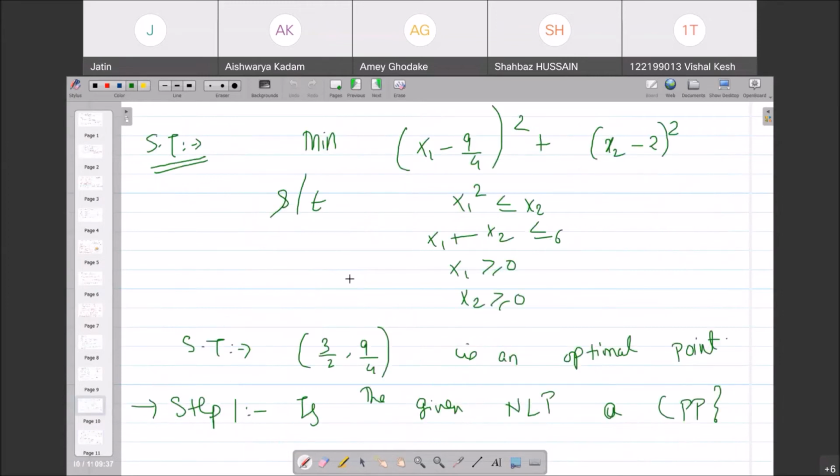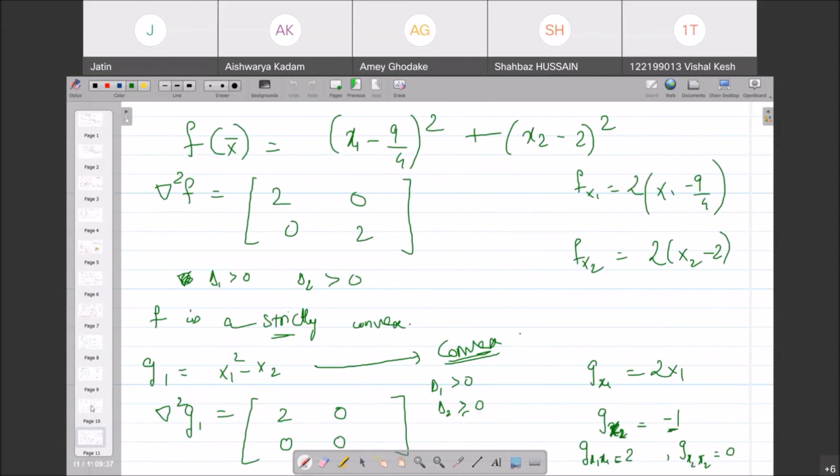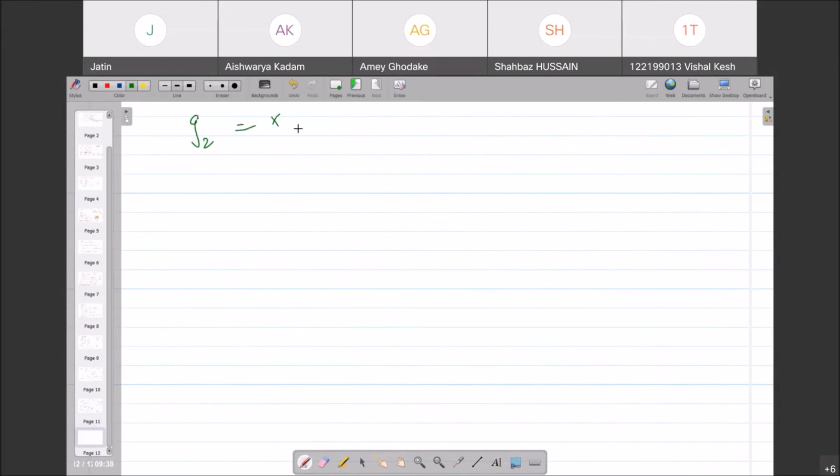Similarly, homework: try for G2, G3 and G4. So what is your G2? Your G2 is nothing but x1 plus x2 minus 6. Actually, it's a linear function, so directly you can say it's a convex function. G3 is minus x1. This is also linear, so this is a convex function. And your G4 is minus x2, because x1, x2 greater equal 0, and we always write less equal. That's why I'm writing minus x1 and minus x2. This is also linear, so this is also a convex function.